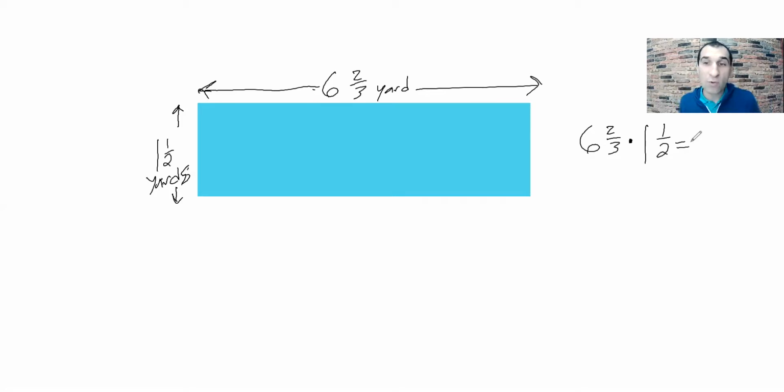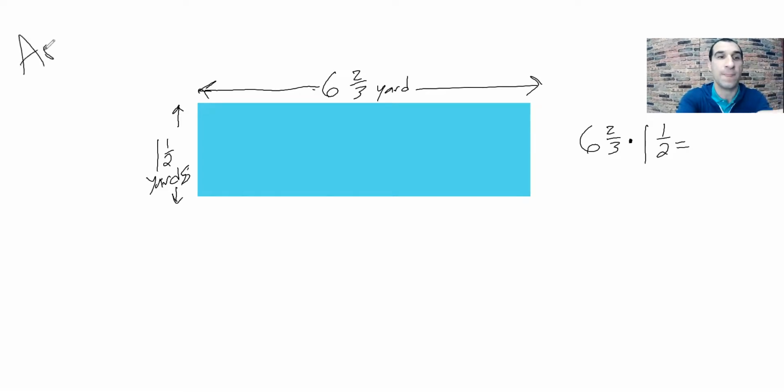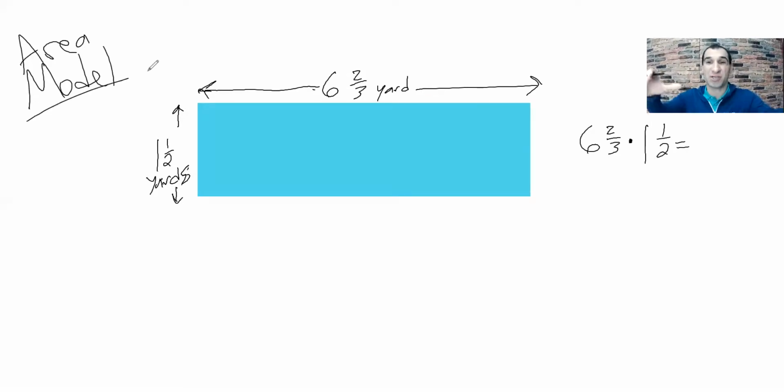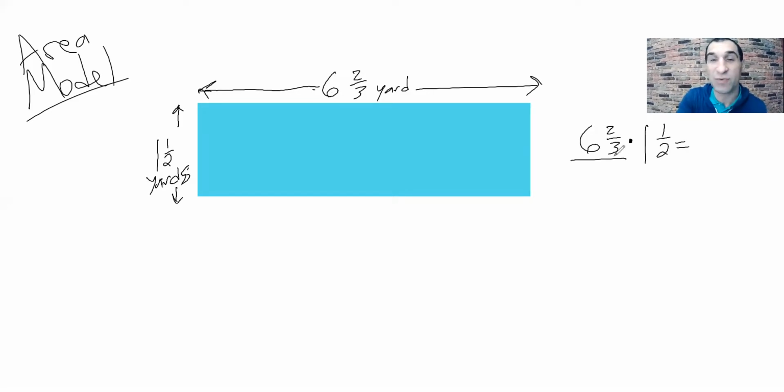So when you're working with a mixed number like this, the easiest strategy is what we call an area model. And if you remember, area model is just one method of multiplying two numbers together. With our area model, we're going to break these numbers apart into easier numbers. So if you look at the number 6 2/3, I know that that can be separated into 6 plus 2/3. So I'm separating my whole number from my fraction.